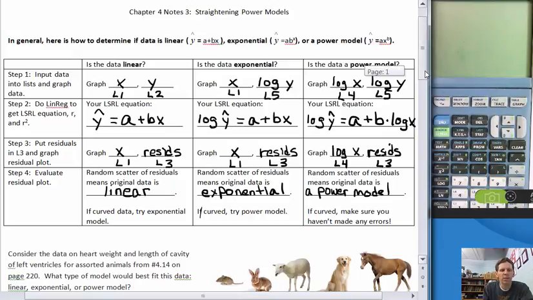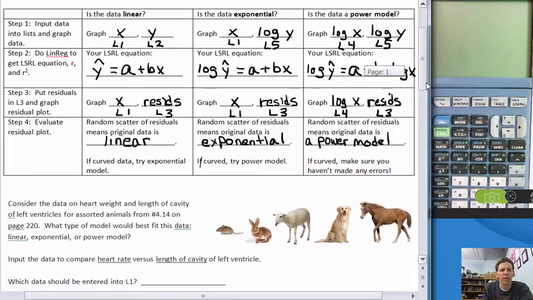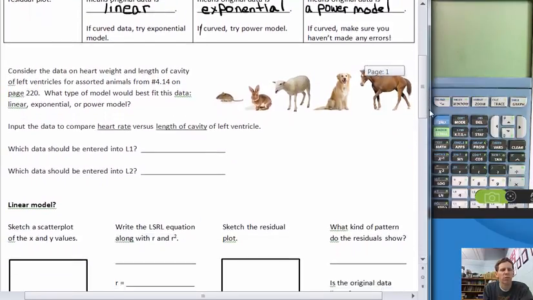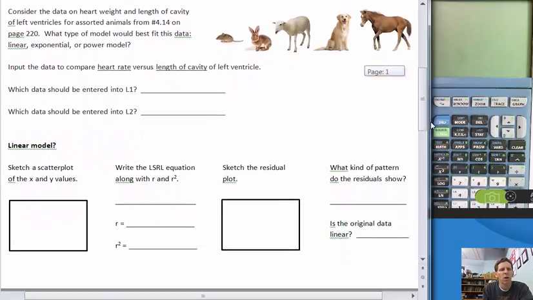What we're going to look at today is some data that's on page 220, and it deals with the heart rate and length of cavity of left ventricles for assorted animals. We're going to look at what type of model best fits this data. Is the data linear, exponential, or a power model?